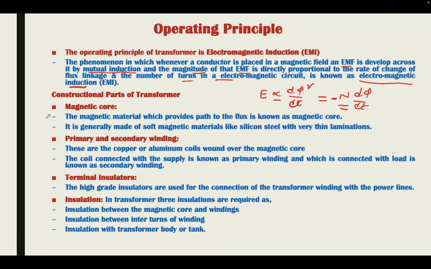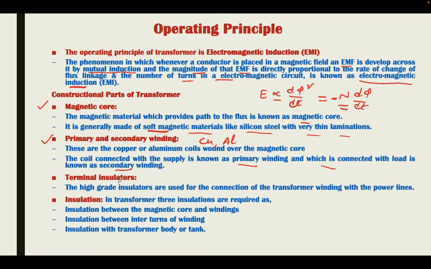Now, considering the construction of the transformer, which has different parts. The first one is the magnetic core, where the windings are placed. It is generally made of soft magnetic material like silicon steel with very thin laminations. Primary and secondary windings: windings are nothing but conductors, and they are made of either copper or aluminium, wound over the magnetic core. The coil connected with the supply is known as the primary winding, and the one connected to the load is known as the secondary winding.